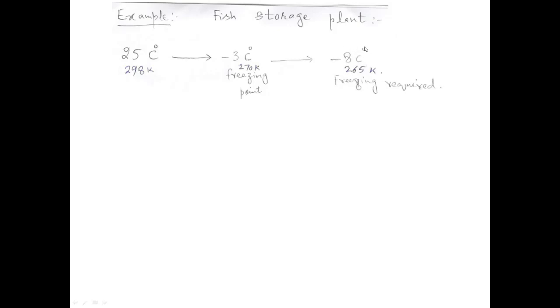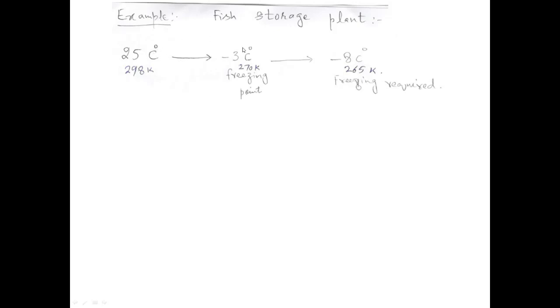So that's the freezing required. However, the freezing point of the fish is minus 3 degrees centigrade. So basically you have to calculate how much heat you have to remove from 25 degrees C fish to minus 8 degrees centigrade. If you can calculate the heat removed, the heat extraction, that will be the capacity of your plant. From 25 degrees centigrade to minus 3 degrees centigrade, that's a sensible heat, because that's a temperature difference, and you can calculate that heat as mcp delta t.